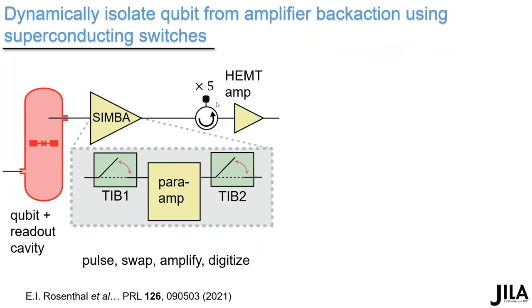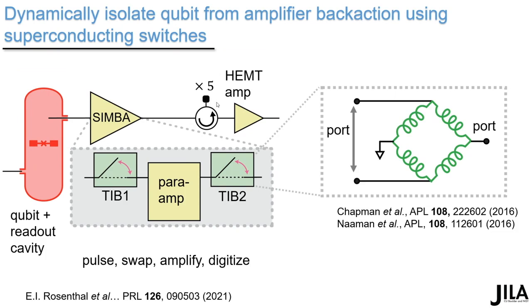The SIMBA is a two-port cavity whose resonance frequency can be parametrically modulated to provide amplification, as in a standard Josephson parametric amplifier. However, the external coupling rate of each port is tunable using our broadband, high on-off ratio superconducting switches, which we call tunable inductor bridges, or TIBs.